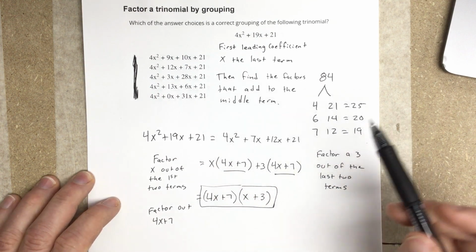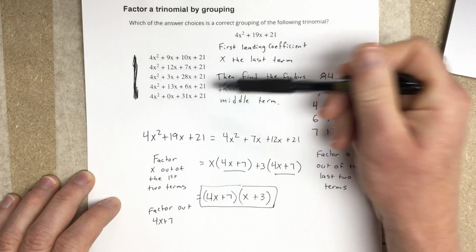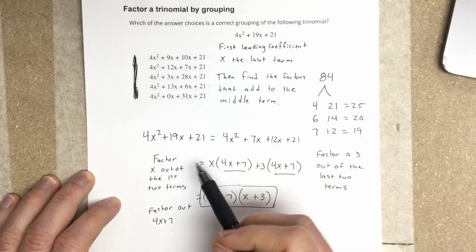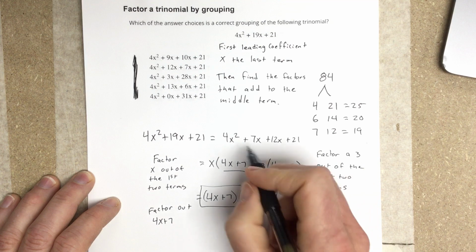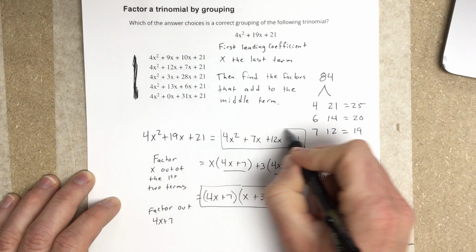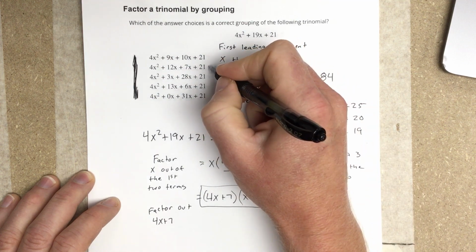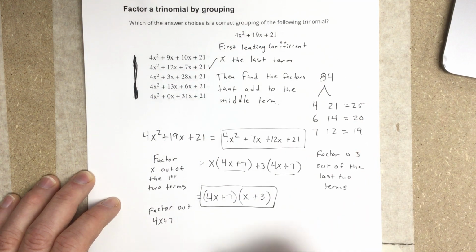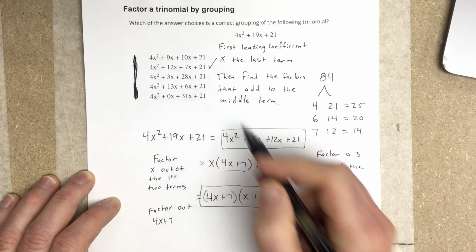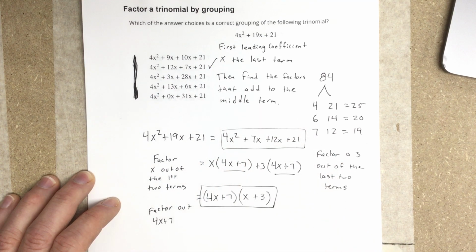Now the original question they asked was, which one of these did you end up with after the first step when you do the grouping part? You can see which one we ended up with right there. It was the 7x and the 12x. So this was the solution to that question. But that's just an intermediate step to get to the factored form.